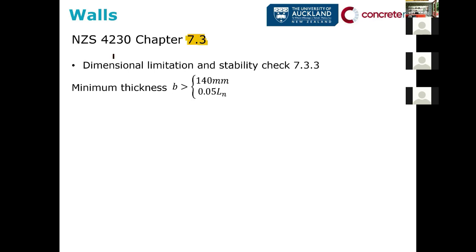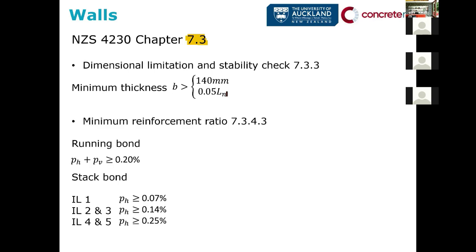There are several checks that we need to do for the walls. The first one is dimensional limitation to make sure that the wall is stable. The minimum thickness of the wall is either 140 millimeters or 5% of Ln. Ln is not the length of the wall. Ln is the distance between the bars, so the bars at the end of the wall, the distance between those.